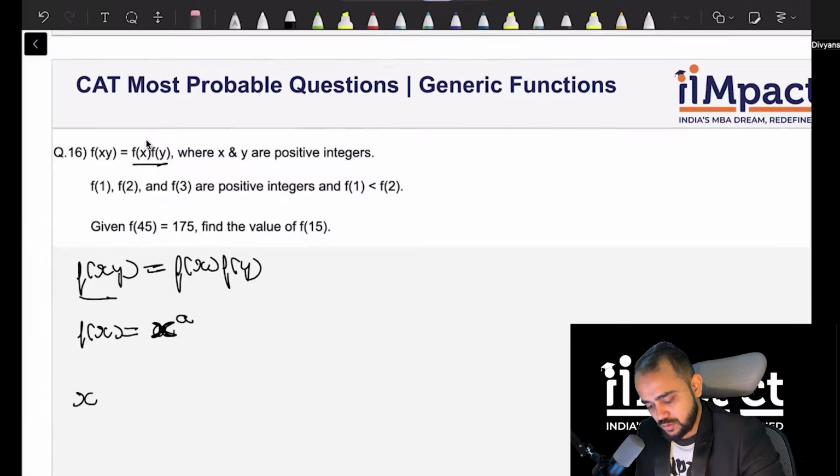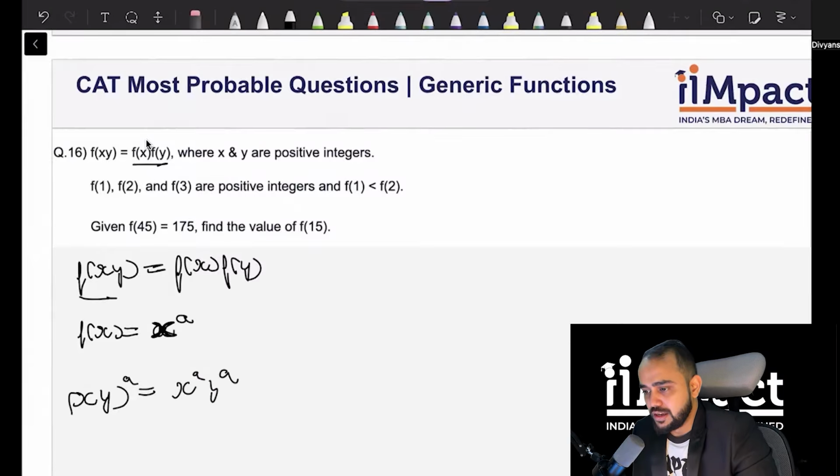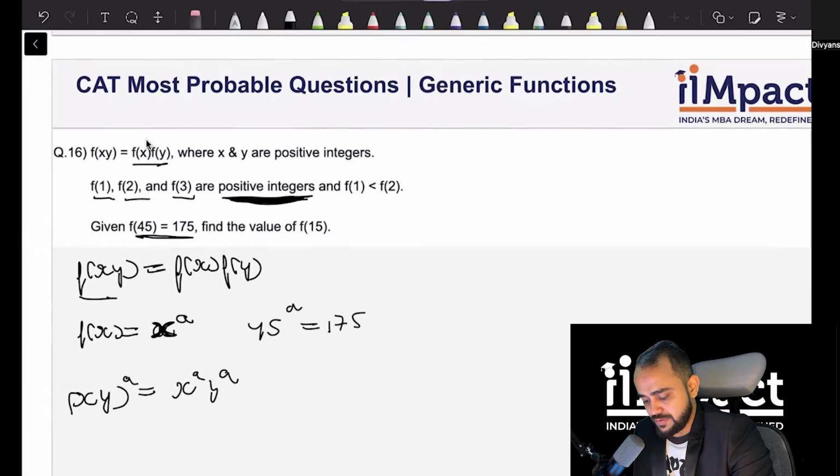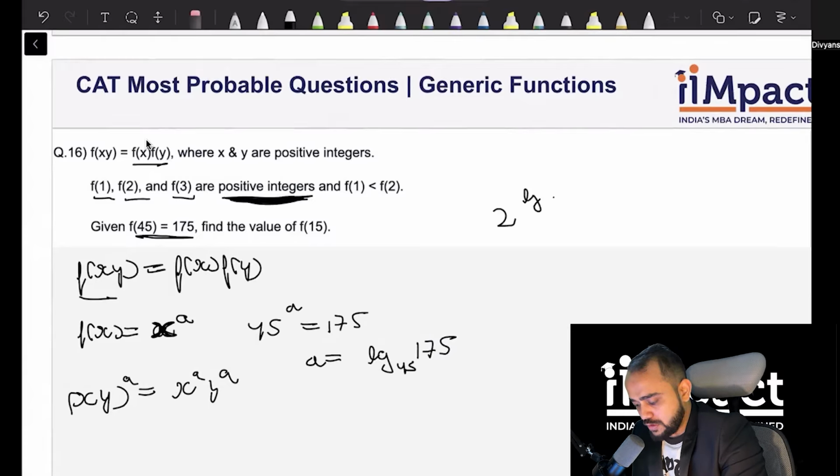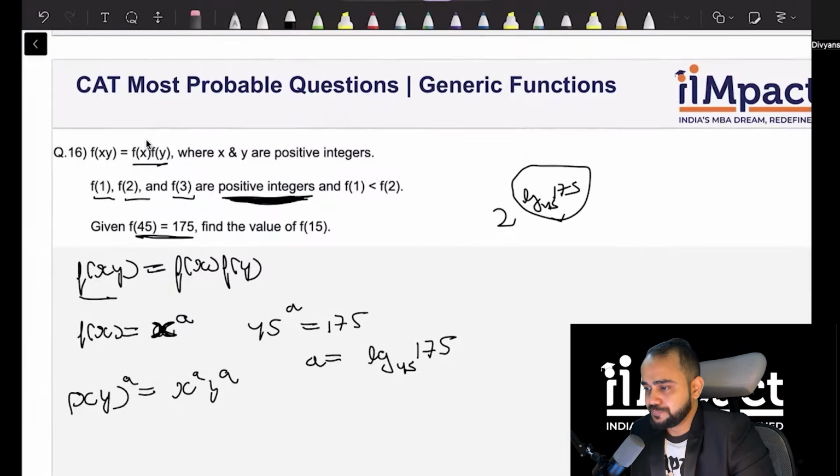We can quickly check also. (xy) to the power a is equal to x to the power a into y to the power a. That is correct, right? But f(1), f(2), and f(3) are positive integers. This is an additional constraint that has been introduced. I am given f(45) is equal to 175. So 45 to the power a is equal to 175, or a is equal to log 175 base 45. Now would 2 to the power log 175 base 45 be an integer? We know it is not going to be an integer, right? Because this itself is not an integer.